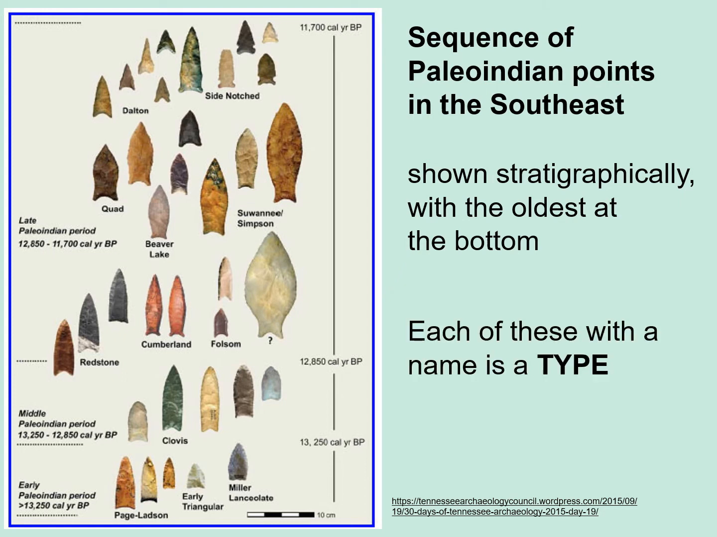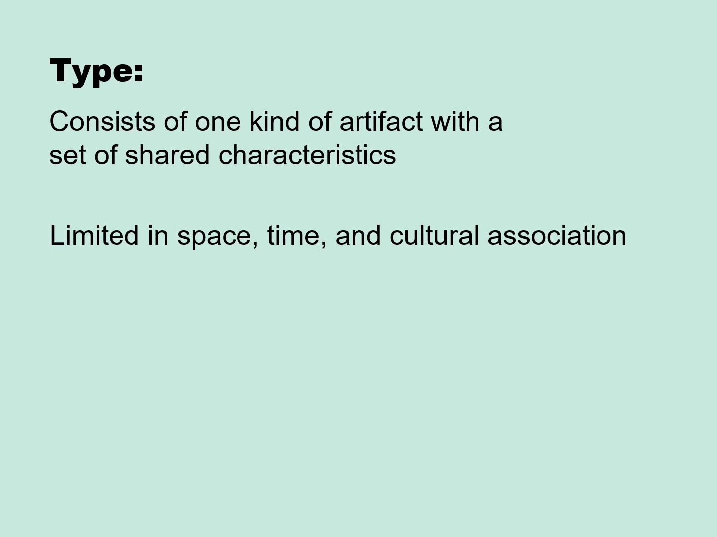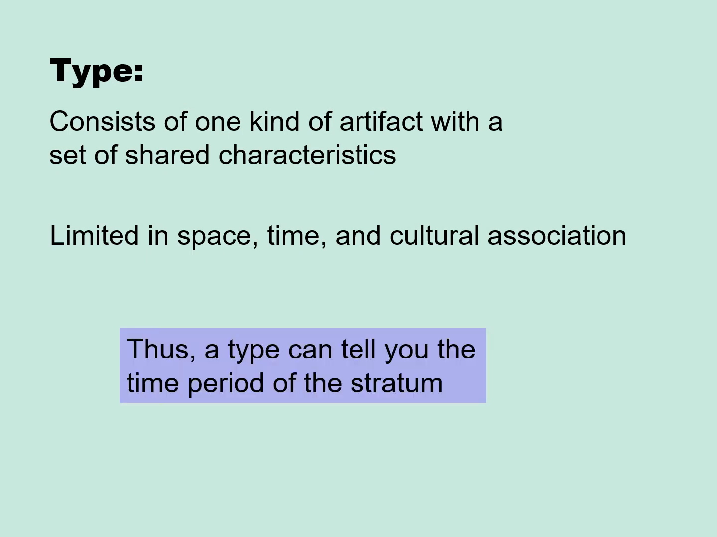You can see that some of these have names written below them. And each of these with a name is what an archaeologist calls a type. A type is one kind of artifact with a set of shared characteristics. Types are limited in space, time, and cultural association. Thus, if you find an artifact that has a type name, it can tell you the time period of the stratum or the layer in which you found it.